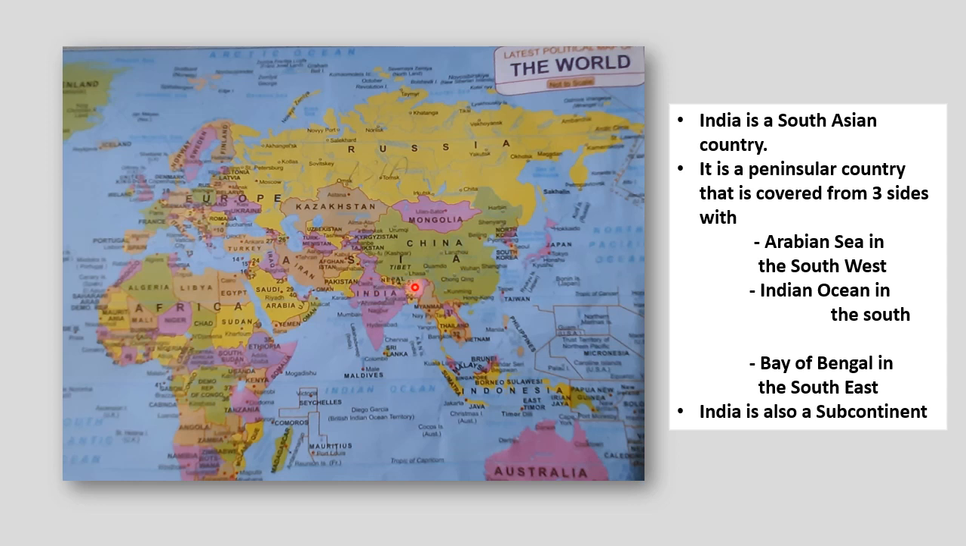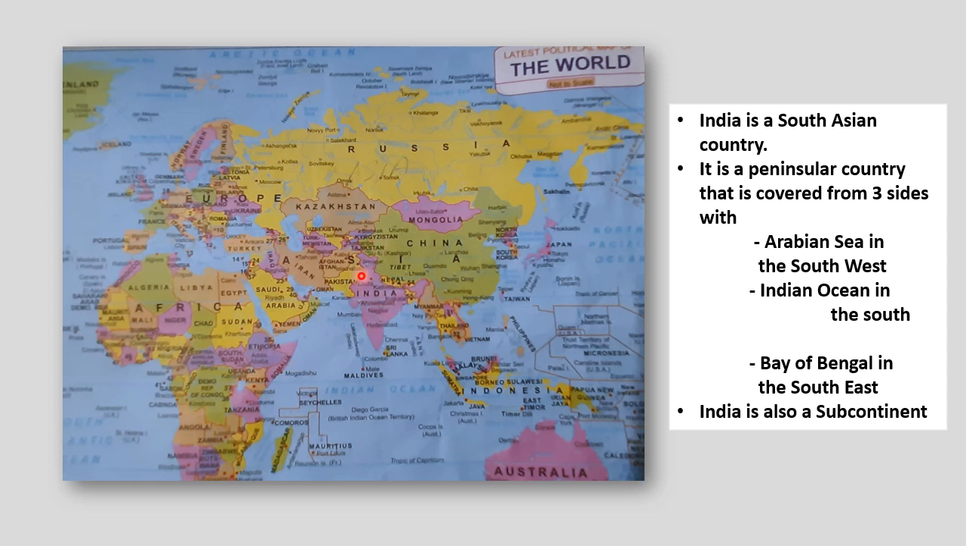And apart from that, India is also a subcontinent because all sorts of land reliefs are found here, like the mountains, plains, plateaus, deserts, right? All sorts of means whatever you see on a continent, all type of land reliefs are available here. Okay, that's also one reason.